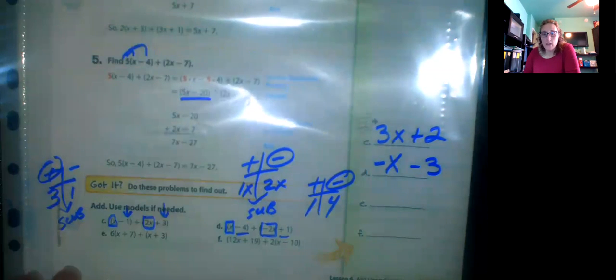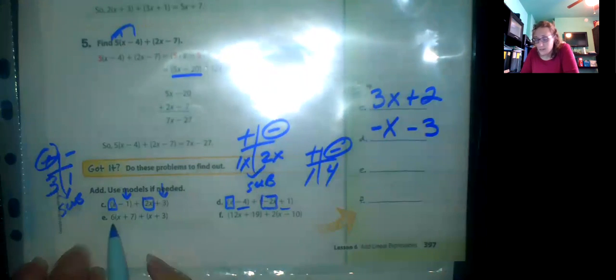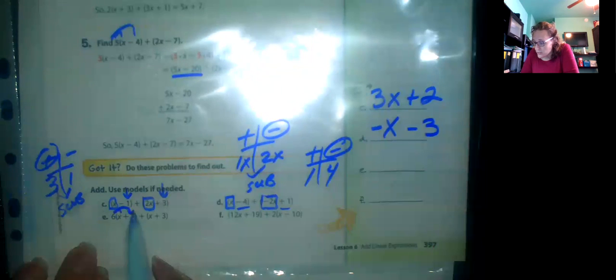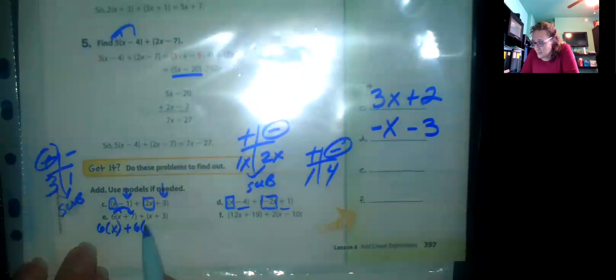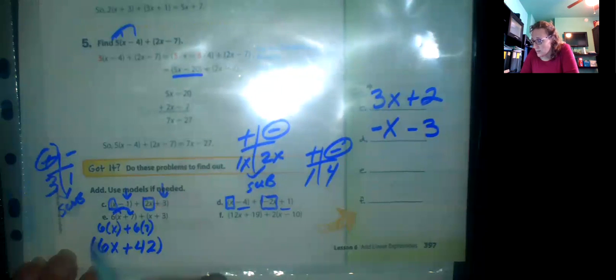Okay? If you look at E, you can see they have that 6 on the outside. So we need to distribute first. So this is 6 times x plus 6 times 7. So now we have 6x plus 42.